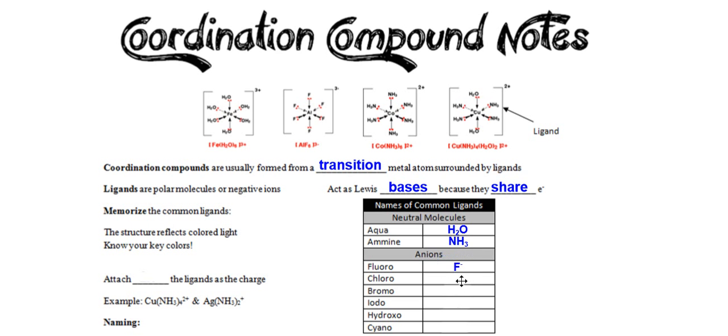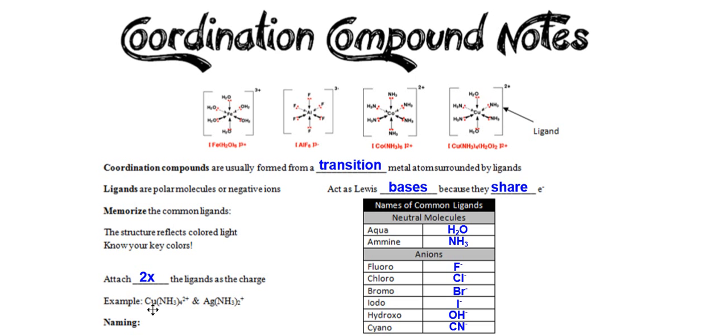Hopefully this makes sense. F minus, Cl minus, Br minus, I minus, OH minus, and CN minus. Pause it if you need to. Please write those in. Here's the real trick. Whatever the charge is of my center atom, which will be a metal, usually the number of ligands that attach to it are twice as many.